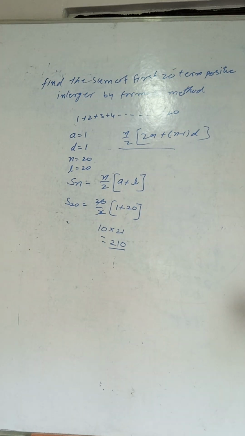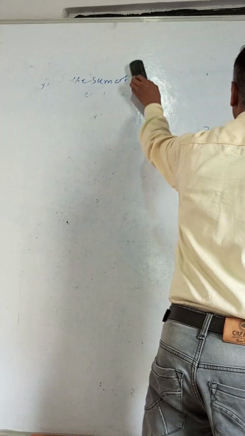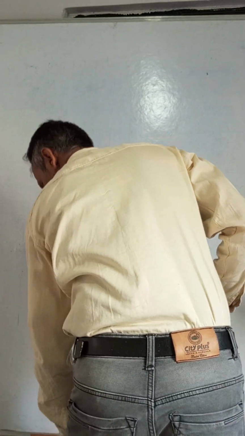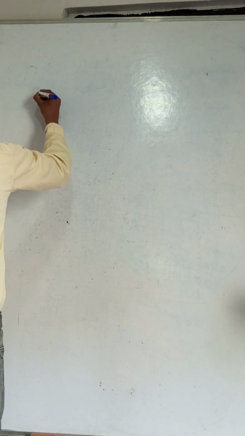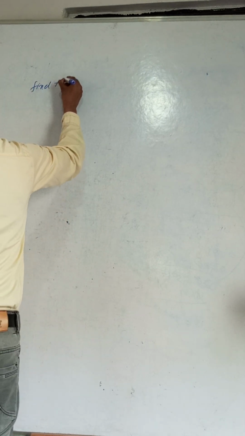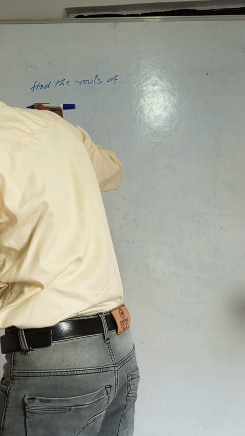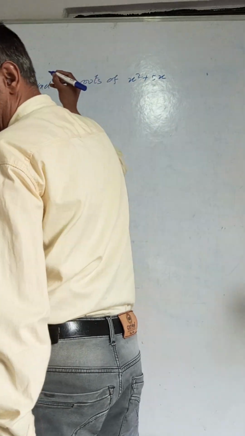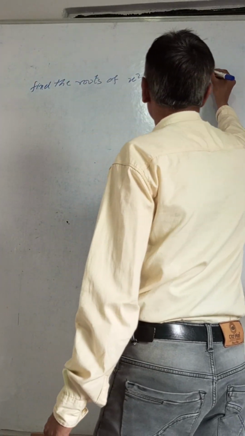Let's take one more example question. The next question given here: find the roots of x square plus 5x plus 2 is equal to 0 using the quadratic formula.